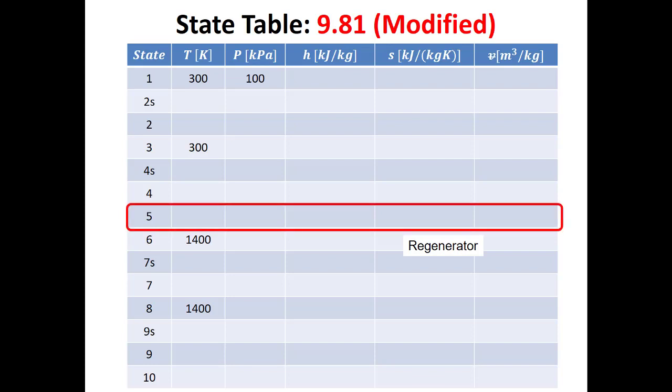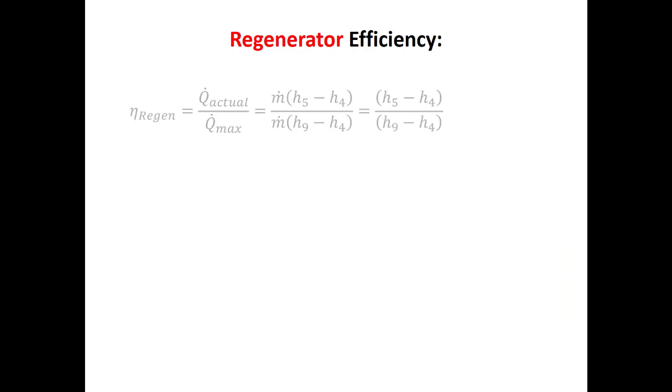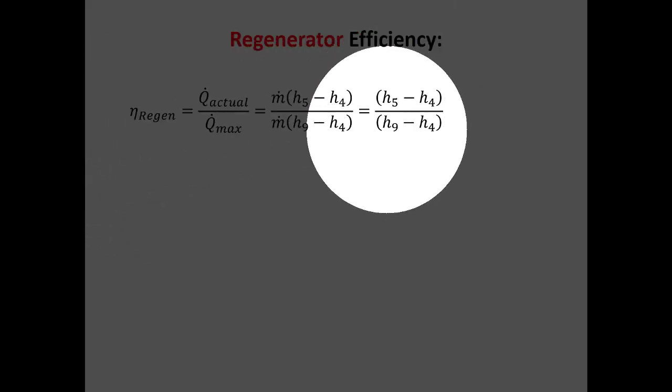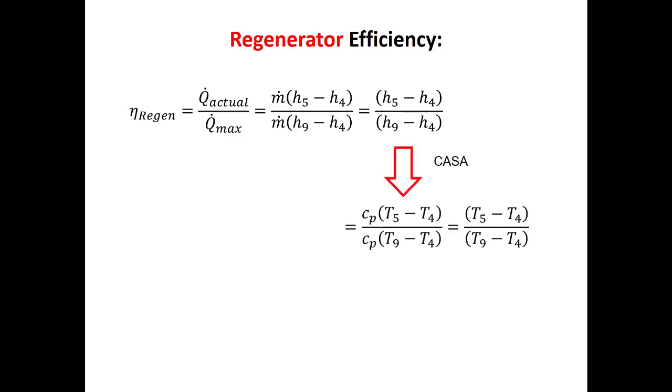So now how do we do state 5? State 5, we're going through the regenerator. Here we know the regenerator efficiency is Q actual divided by Q max. Q actual is going to be H5 minus H4. Q max is going to be H9 minus H4. It's helpful that we already drew the TS diagram so you can see what Q max would be. We do know the regenerator efficiency, but we don't know H5 and we don't know H9. So I'm going to leave this one here for a bit.